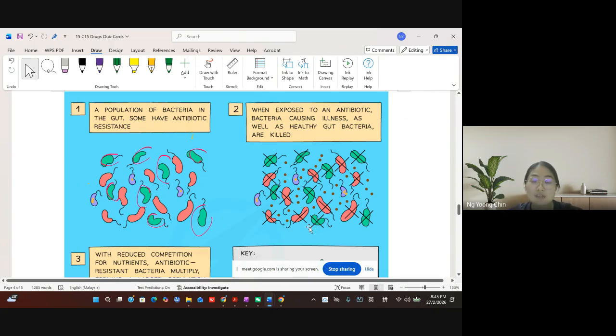You want to ensure that it's a sufficient dose to kill all the bacteria, especially the pathogenic bacteria. Usually the pathogenic bacteria carry the resistant gene, and usually the good bacteria do not carry the resistant gene. So when you use antibiotic, you hope to kill all bacteria, including the good bacteria and the bad bacteria in your gut. You just kill everything.